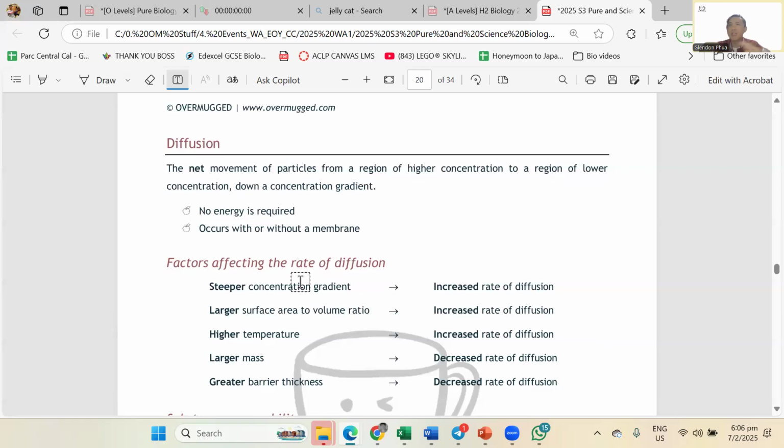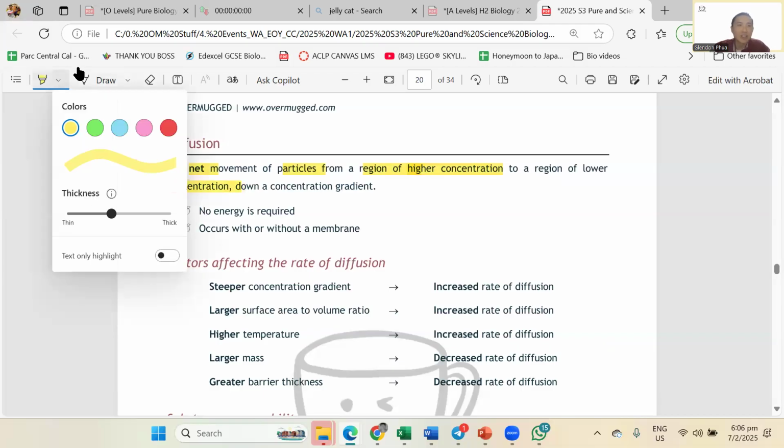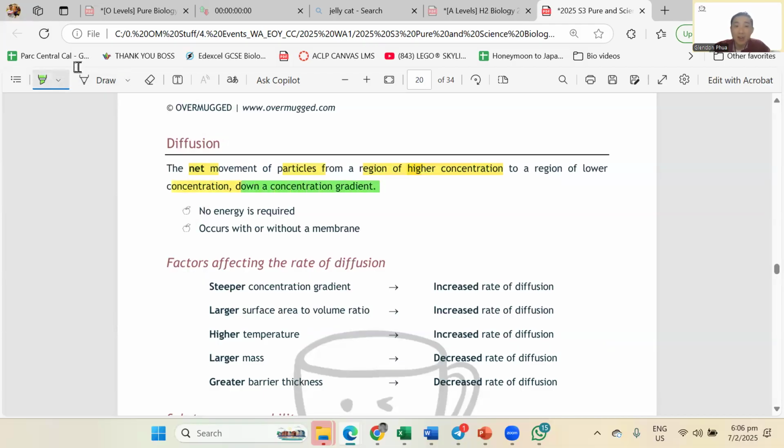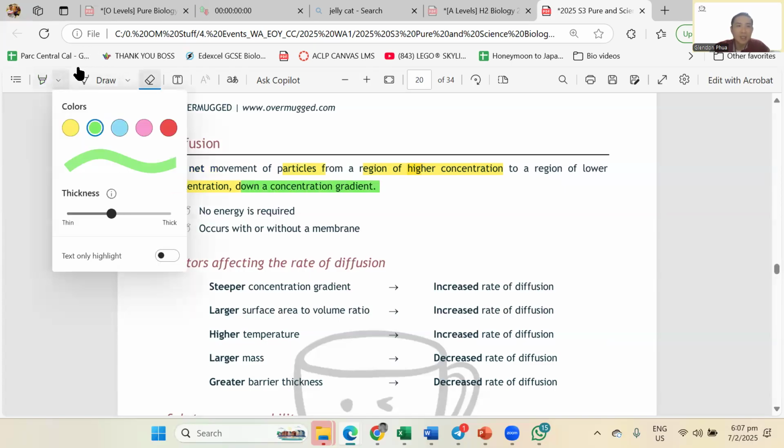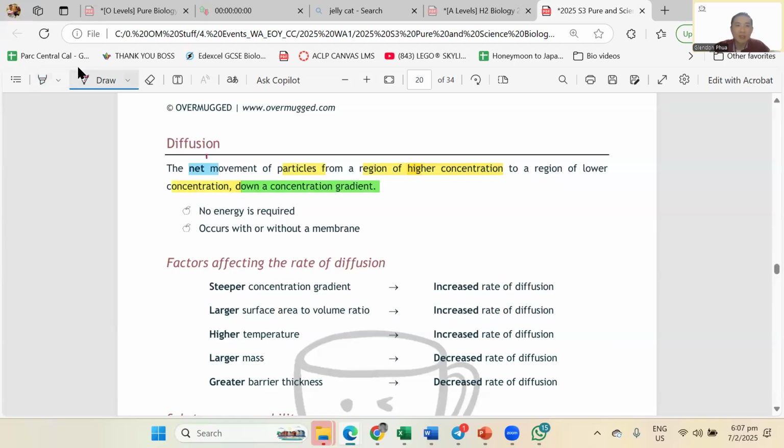So that's the idea of net movement. Some go there, some come back. That's why the word here is net movement of particles from a higher region of concentration to a lower region of concentration, down a concentration gradient. So a good quality answer for this topic will have 3 key parts. The net movement, number 1. Then the particles from high to low, or low to high for active transport, number 2. Then third, down a concentration gradient, or against a concentration gradient for active transport.